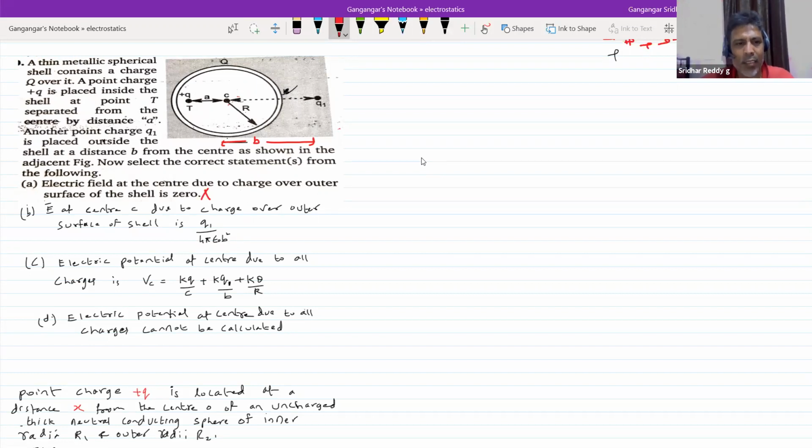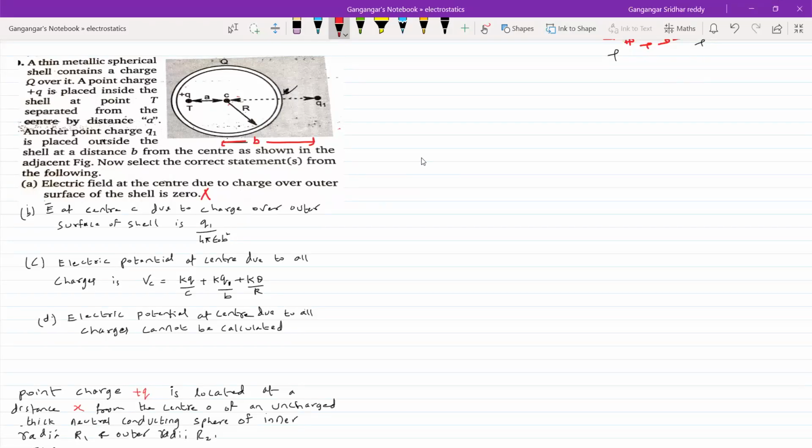Looking at this, we'll write the answers. E at center C due to charge on the outer surface of the shell is Q1 by 4 pi epsilon B square. It should be non-zero, but can we say anything about E at center C due to charge on the outer surface of the shell? Can we pick up this option? I'll come to E later. First, C and D we will determine. First come to C.